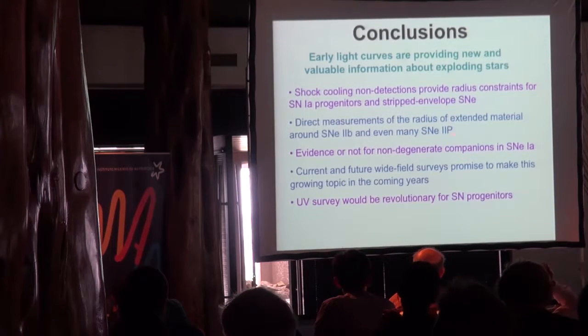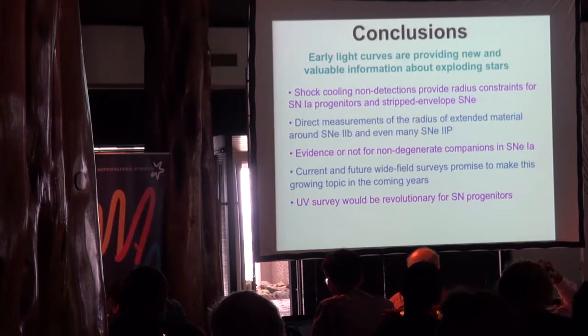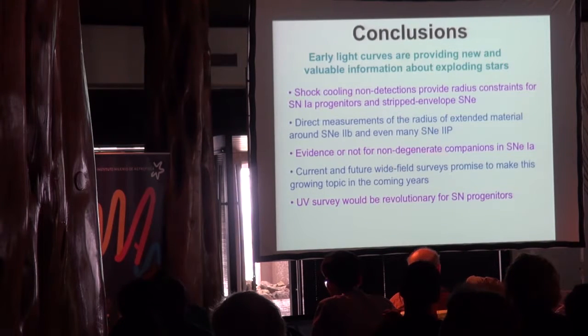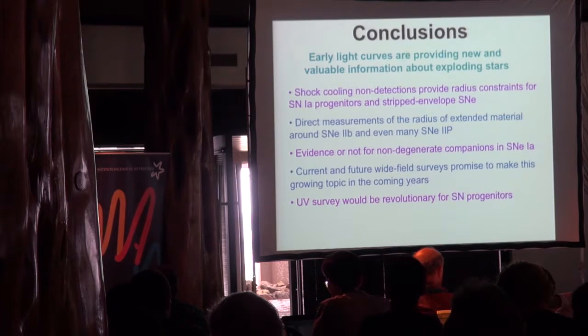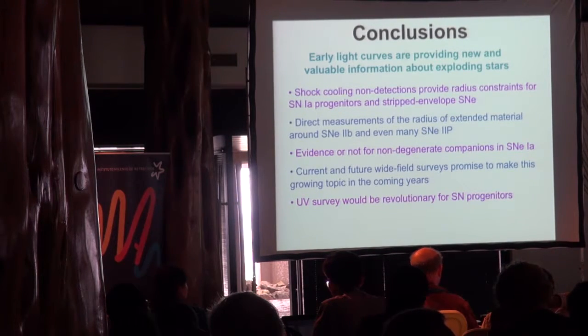And even many Type IIPs, we're starting to find evidence of extended, maybe wind, material around these that's affecting the early light curves. This has been used as evidence for or against non-degenerate companions for Type Ias, by looking for the shock interaction with the companion. I think this is really going to continue to grow and explode in coming years as current and future wide field surveys give us even more data.